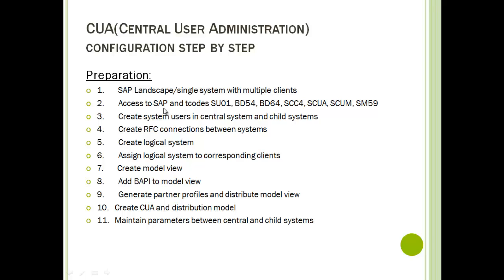Then access to SAP T codes, such as SU01 and all these T codes. Then we need to create a system user in the central system and all the client systems. We will do that, and create RFC connections between the systems, create logical systems, and assign each logical system to the corresponding client. And we will create the model view. Then we will also add the BAPI to the model view, generate the partner profile and distribution model, and we will create the CUA and distribution model. Then we will maintain the parameters between the client and the child systems.